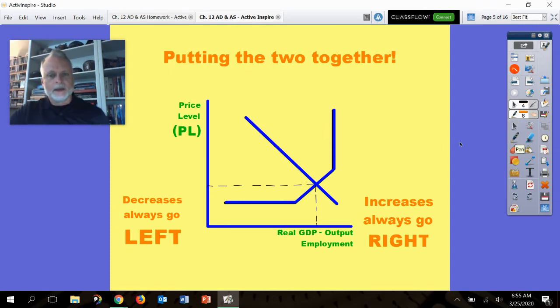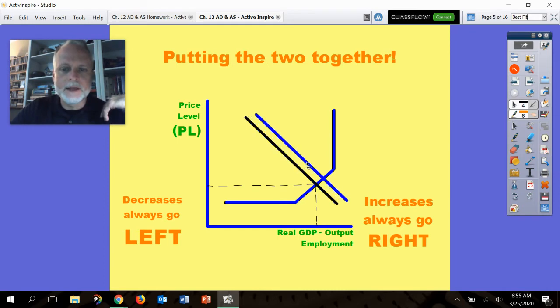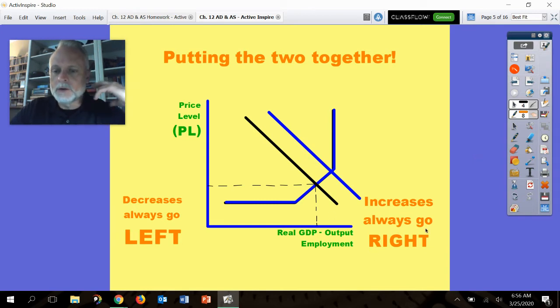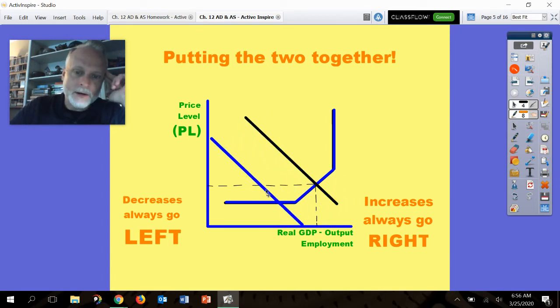So this is kind of a model we can use to play with and see what happens when you put the two together. I'm going to grab the AD curve, and if we had an increase in spending, I would probably shift that curve forward, right? It means basically we're going to use the same increases that go to the right and decreases that go to the left. If we go into recession, I'm probably going to choose to draw my new AD curve down here, okay? So that's how that thing shifts around.